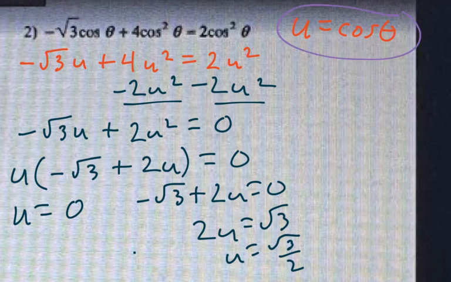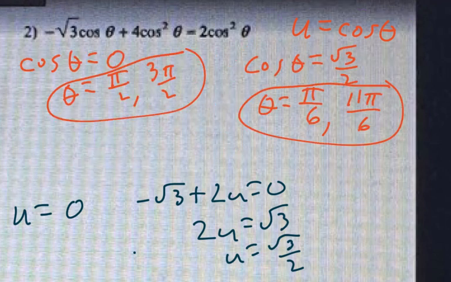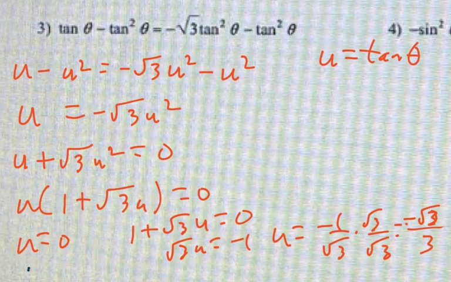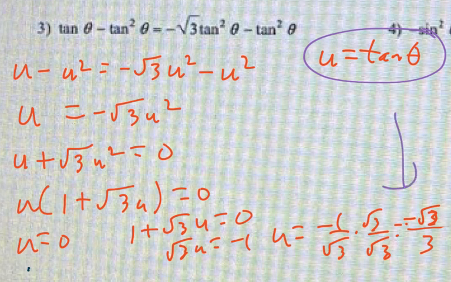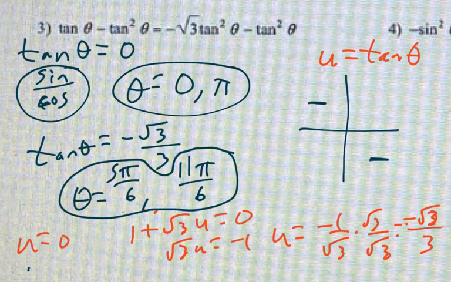Notice we let U be cosine theta this time. And again, use your unit circle there, right? To find the answers. Okay, here's number 3. This time I let U be tangent theta. So make sure you have these ratios like square root 3 over 3 on your unit circle, okay? And here's the finished answers for number 3. Tangent is negative in the second and fourth quadrants, right?